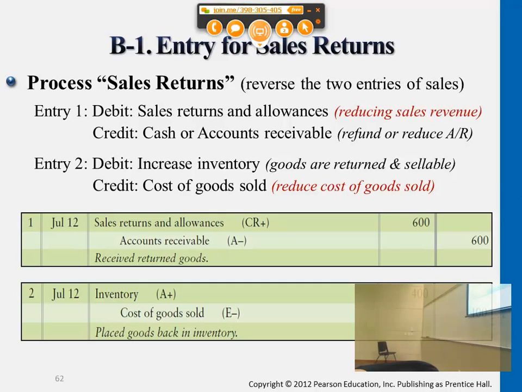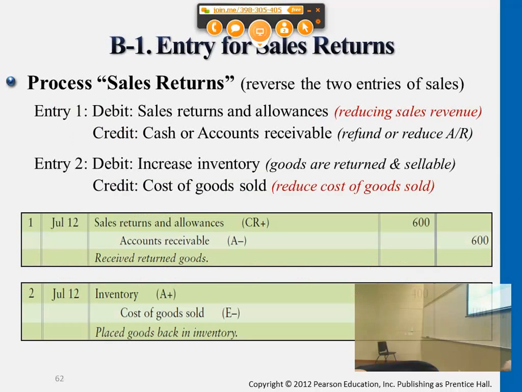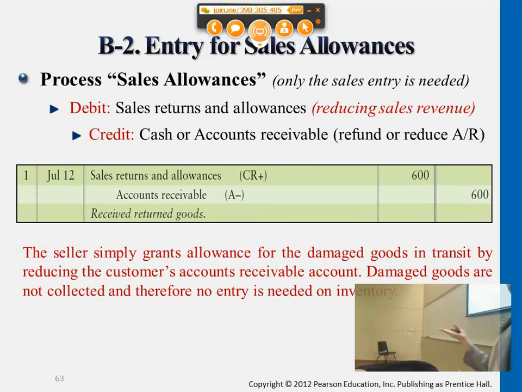For sales allowances, there will be only one transaction. We will not be affecting inventory level in the case where, let's say, the goods are completely damaged and you want the customer to just hold on to them and do whatever they want with that batch of goods, but you will grant them an allowance, reducing the money that they need to pay you. So in this case, there will only be one transaction here. We're reducing accounts receivable based on the damaged goods' original value. You see accounts receivable reduced by $600, and sales returns and allowances also increased by $600.